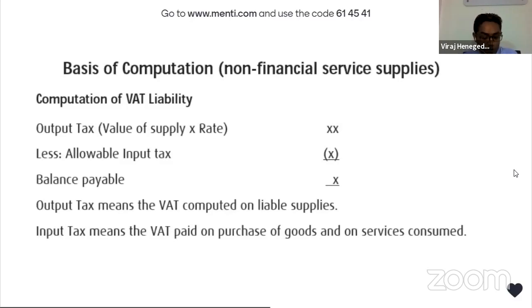How to do the calculation, the basis of computation. What you need to do is get the output tax, and you need to deduct the allowable input VAT.